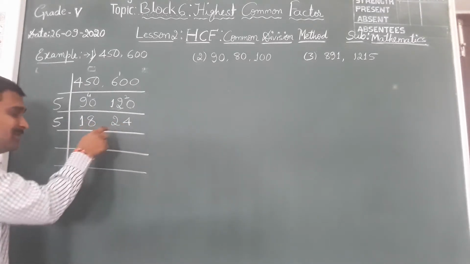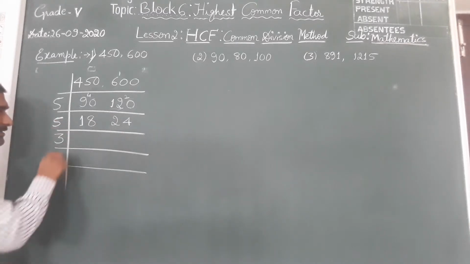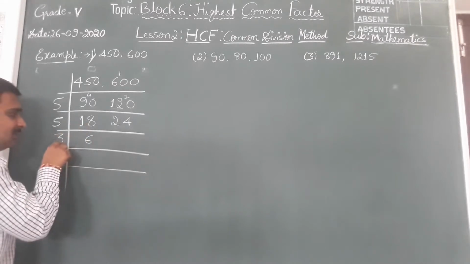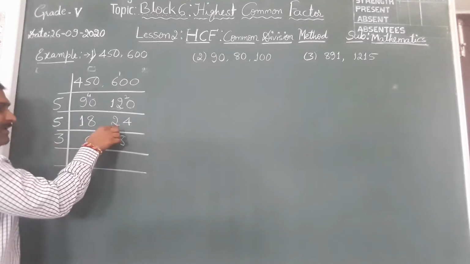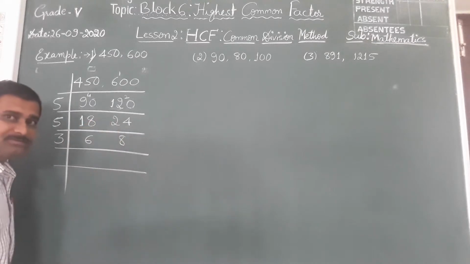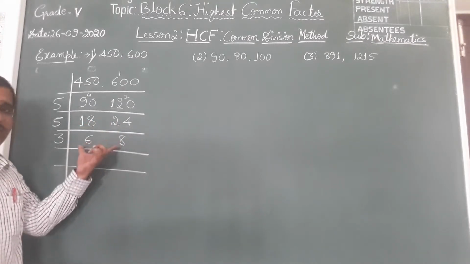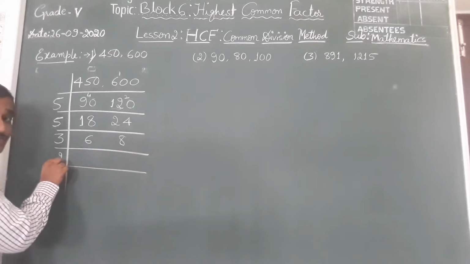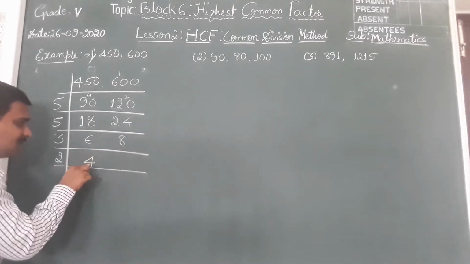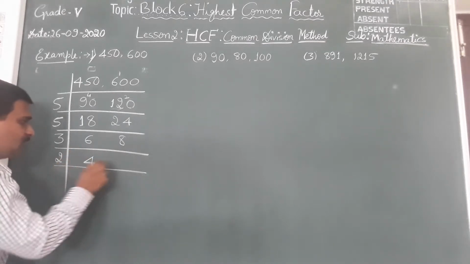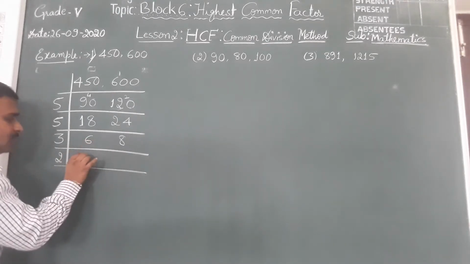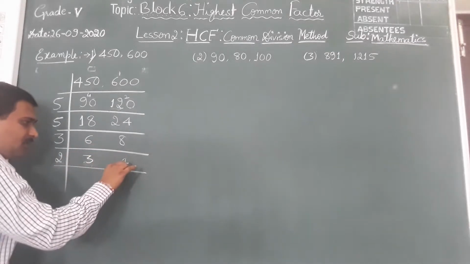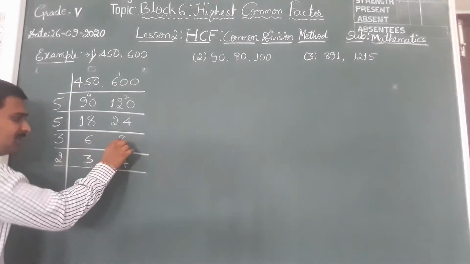So both are divisible by 3, which means take 3. 3 sixes are 18. 3 eights are 24. Now you have very small numbers. 6 and 8 come in the 2s table. 2 fours are 8, 2 threes are 6, 2 fours are 8.